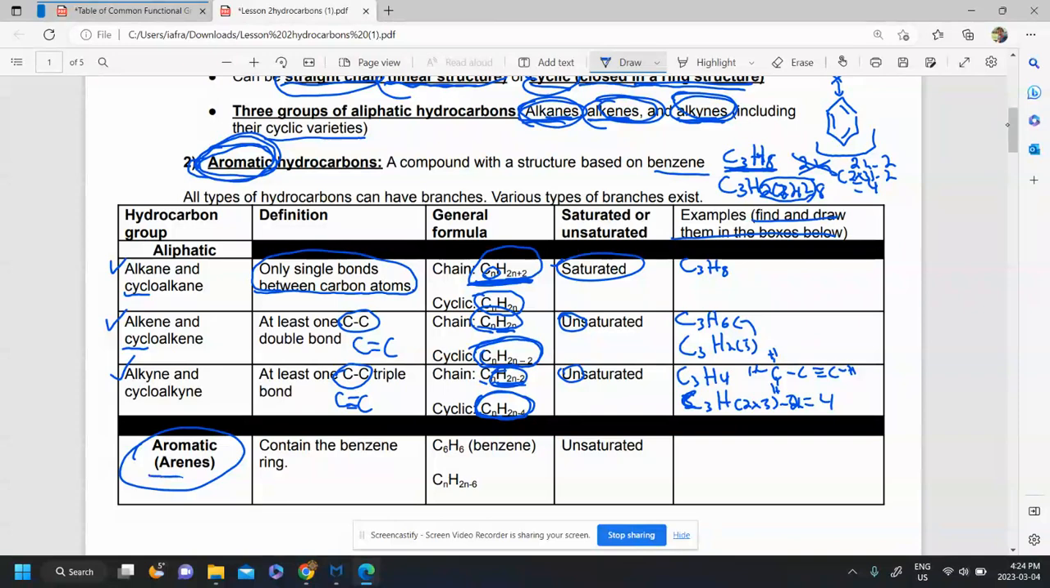The aromatics, also called arenes, they contain the benzene ring, and the formula for benzene is C6H6, and that's considered unsaturated as well. If you have different numbers of carbons, because you can have variety in your aromatic compounds, the general formula would be CnH2n minus 6. But again, just to show you what the benzene ring looks like, you can draw it in a variety of ways. You can do this, this, and this.